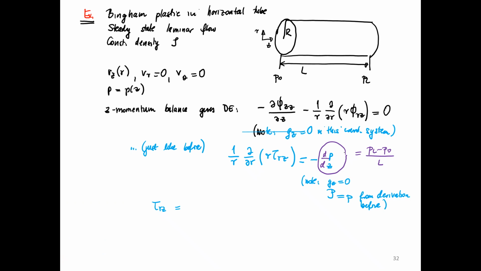Before I move on, is all of this clear, or am I going too fast? Are we good? You accounted for the negative, right? Oh, this would be negative. Okay, negative this. If I accounted for the negative, it would be P0 minus PL over L.